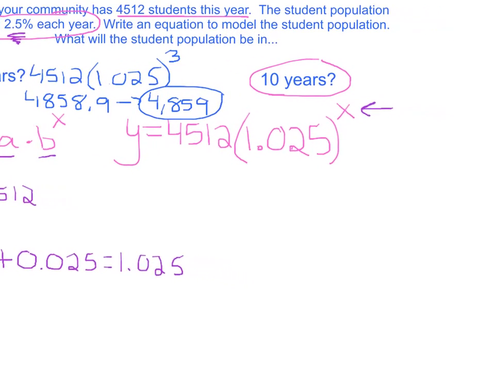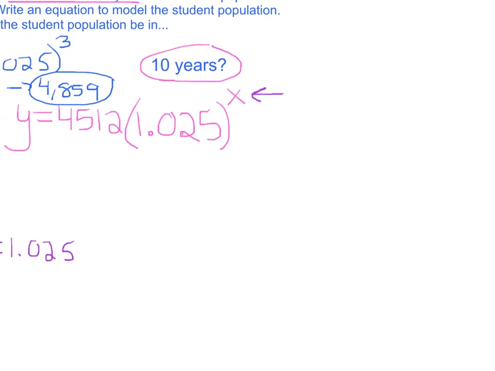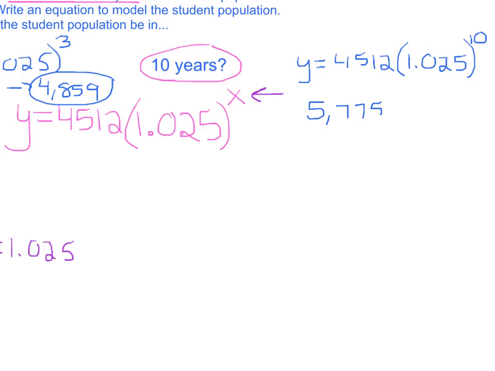Now let's do that same thing, but with 10 years. So plug 10 in for x and then follow order of operations. In 10 years, if that rate of increase is consistent, the community will have 5,775.7 students, but let's round to the nearest student. So 5,776 students.